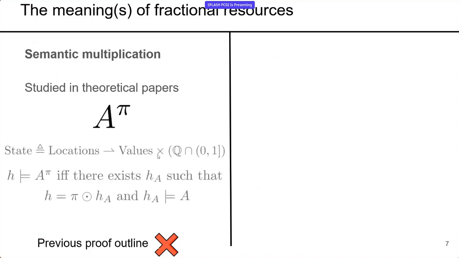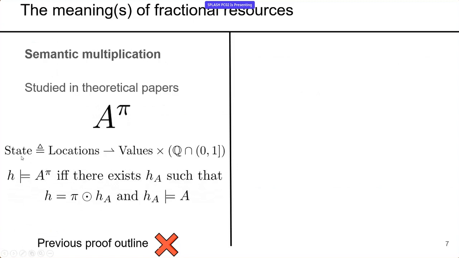This is the intuitive definition, and this is a definition that has been studied in theoretical papers. And with this definition, the previous proof outline is incorrect. The factorize step is actually unsound, so the first step. So in this paper, in this talk, we write it like this. So the notation I've used, a fraction pi of A, and this is the definition.